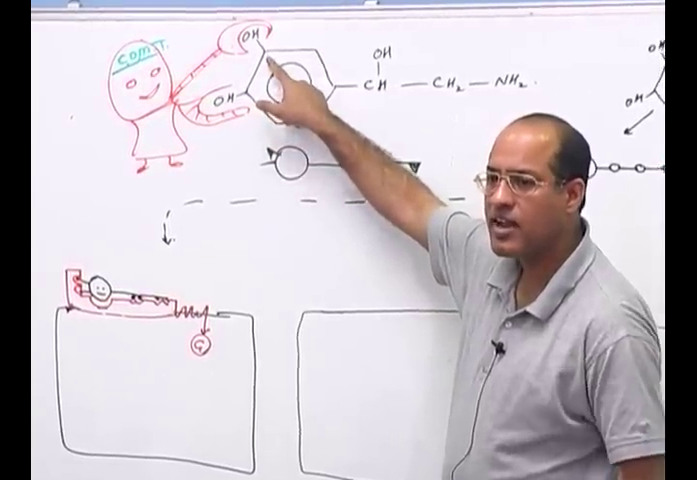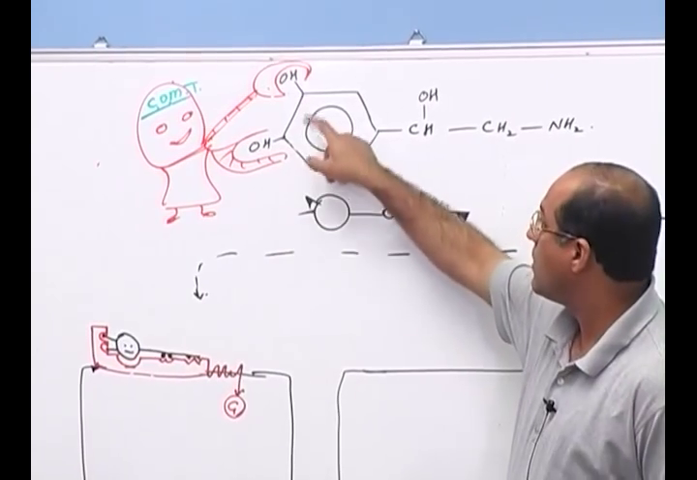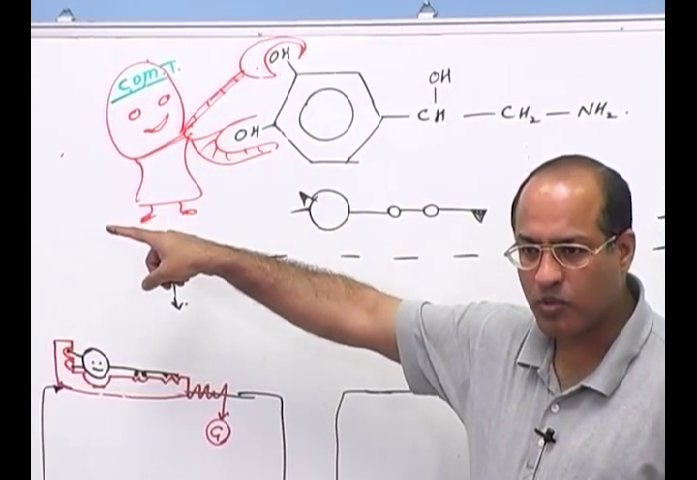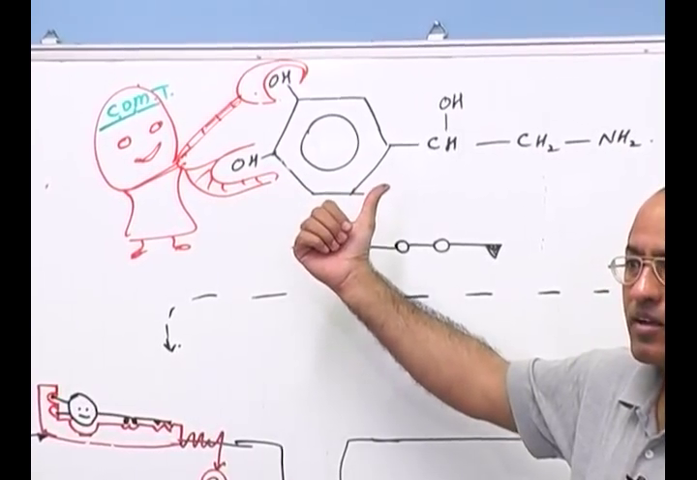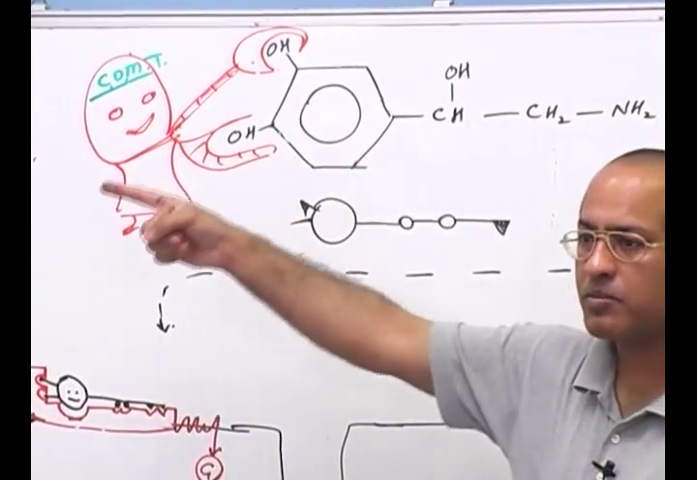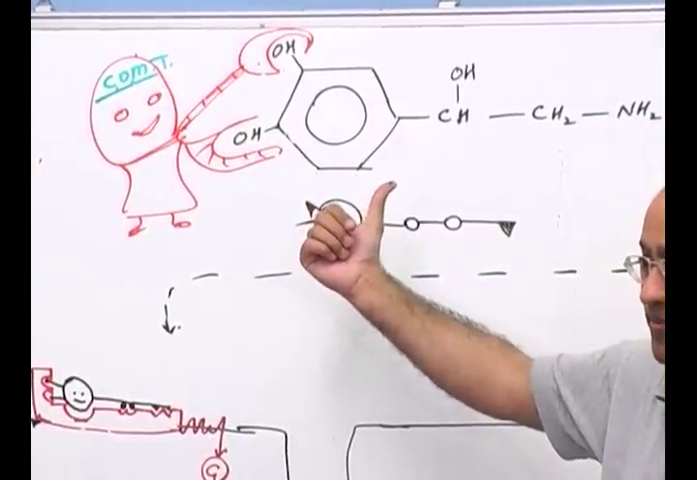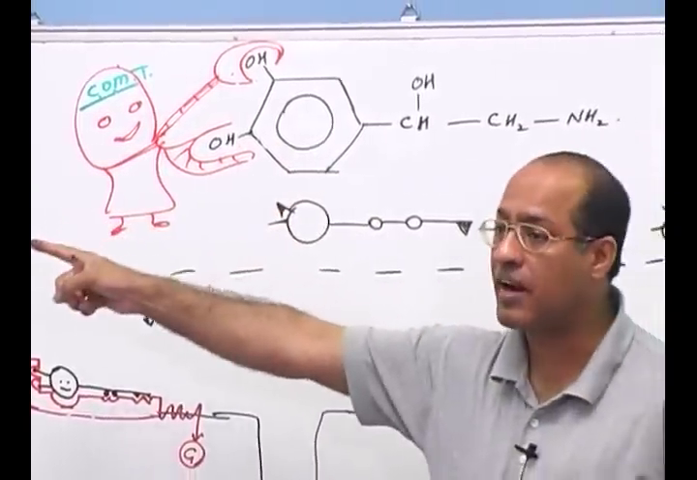Non-catecholamines are classically amphetamine and ephedrine. Catecholamines are more polar. Non-catecholamines are less polar. Catecholamines cannot be given orally. Non-catecholamines can be given orally. Catecholamines should be given parenterally. Non-catecholamines may be given orally or parenterally.